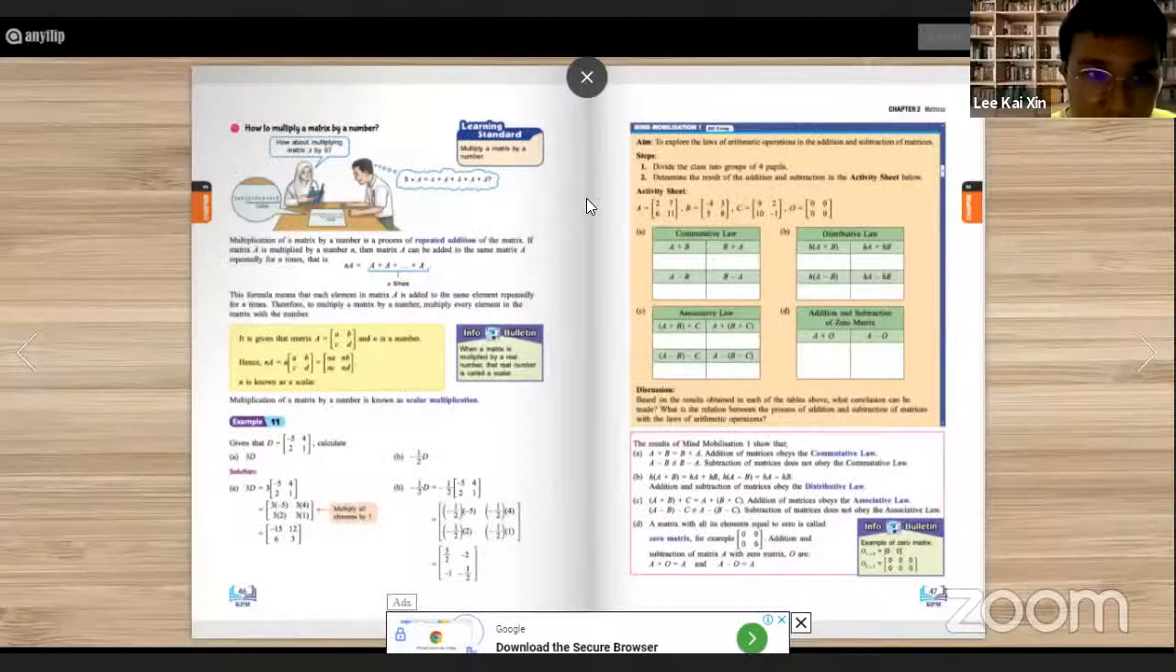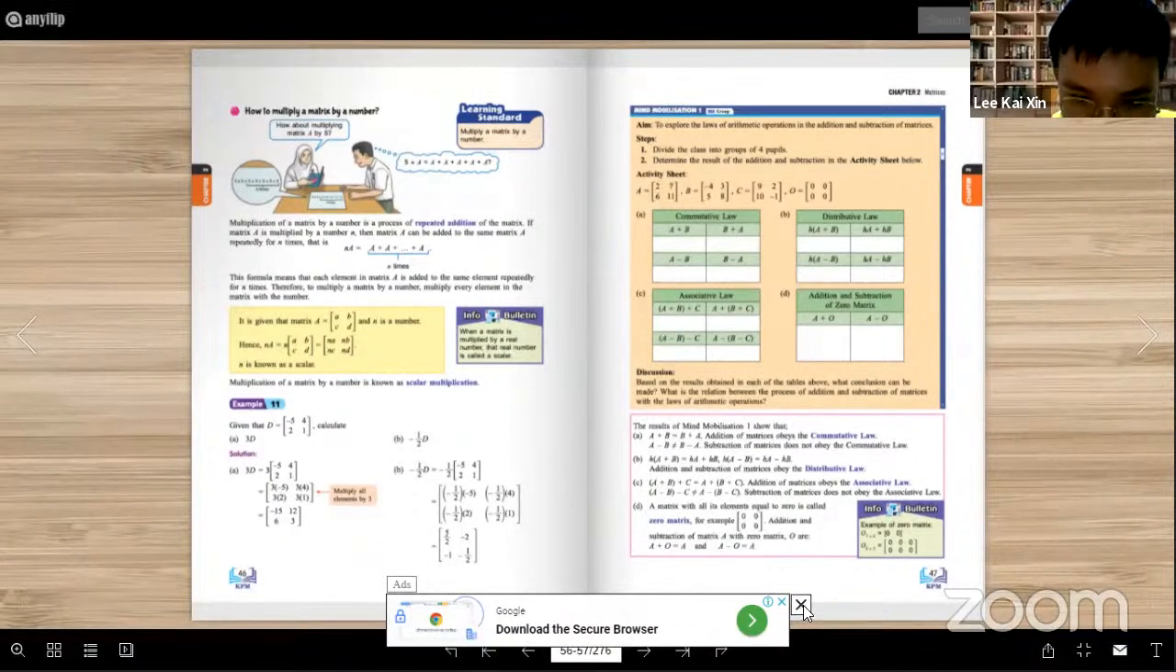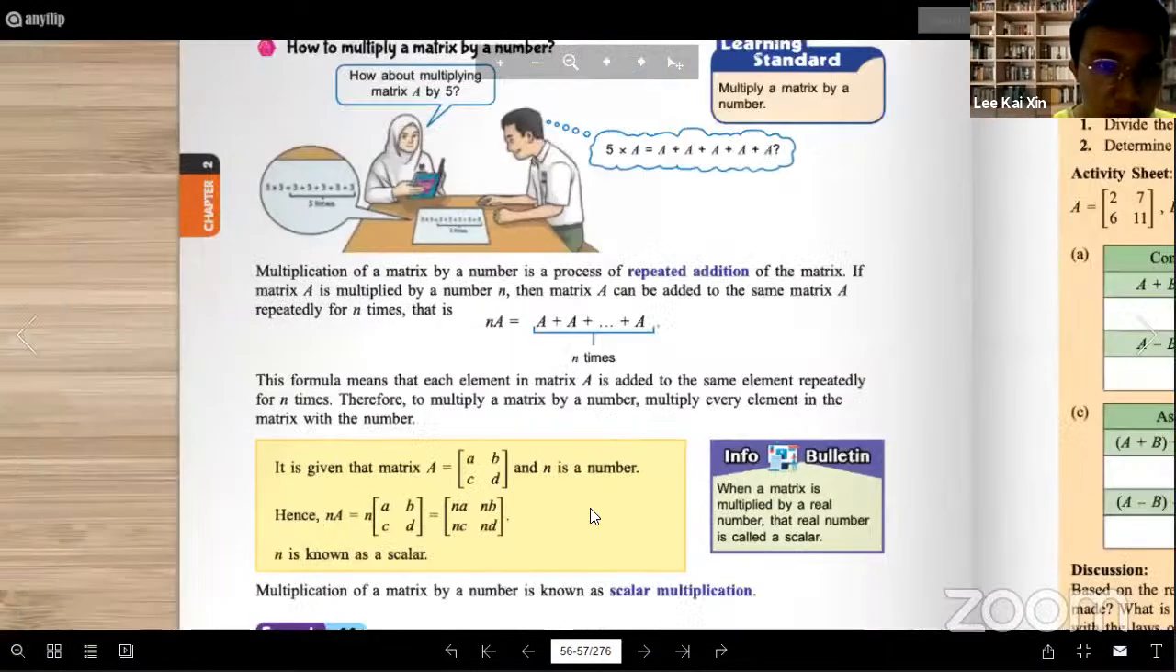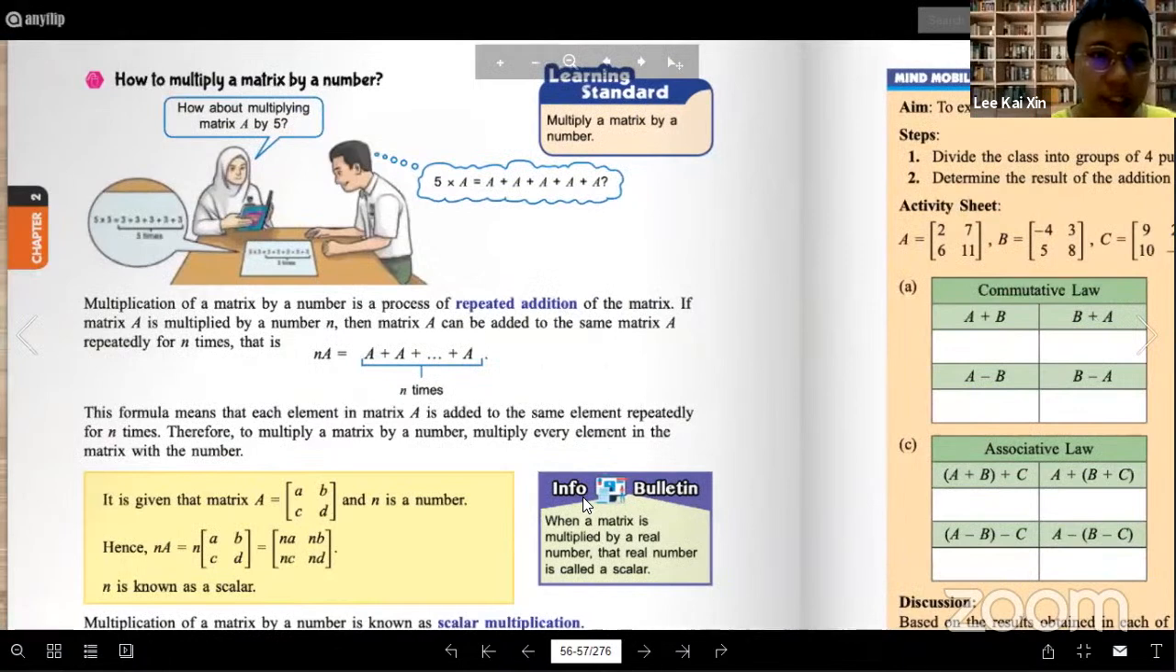Okay, hi everyone. I'm Kai Sing, and I will continue with the multiplication of a matrix with an integer. Okay, the multiplication of a matrix with a number, an integer.